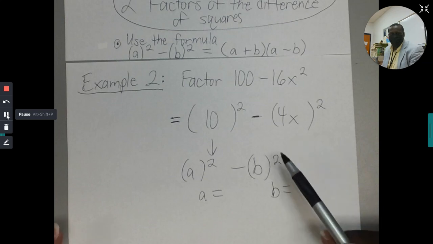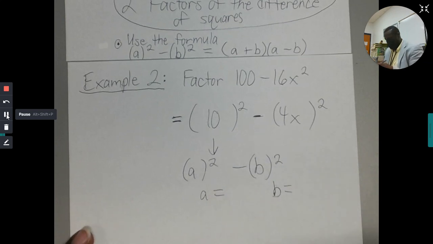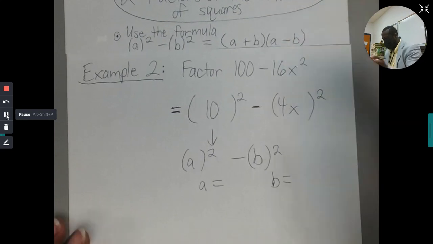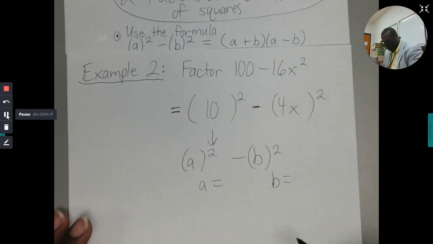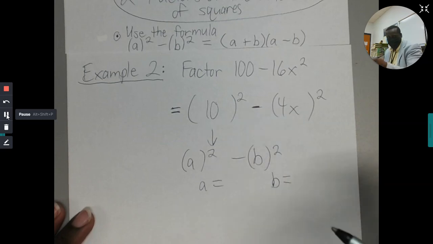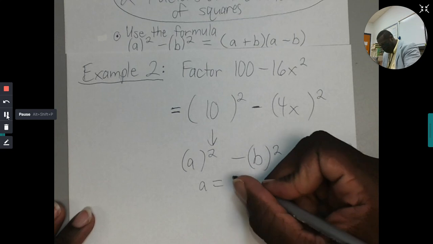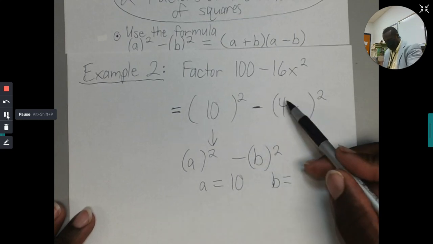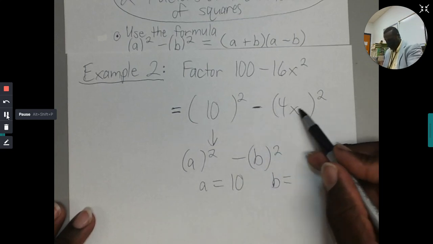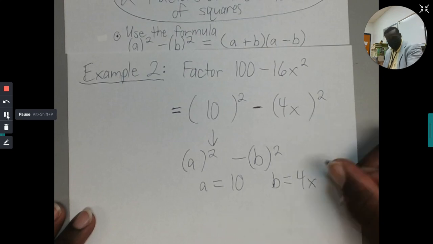Okay, so now that we have it written in this form, the a squared minus b squared, we make sure that we identify what a is and what b is. Again, in this form, you should be able to see the part that's inside the parentheses. That's a, so a is 10, and the part inside the parentheses here for b is 4x.